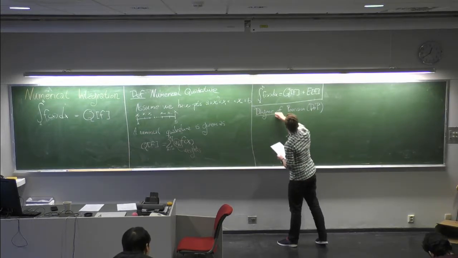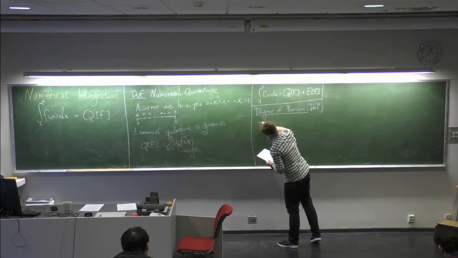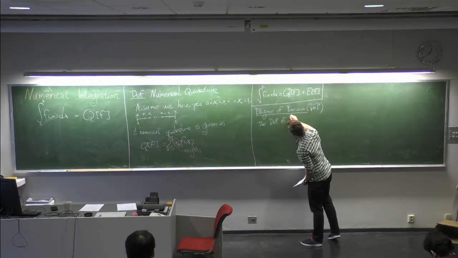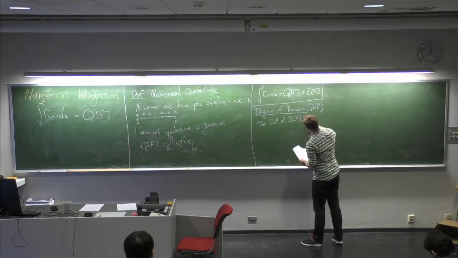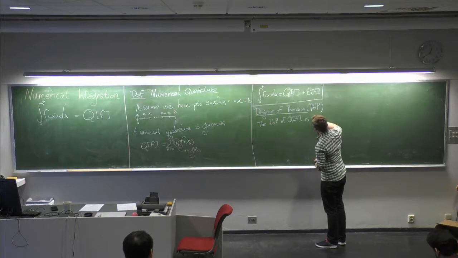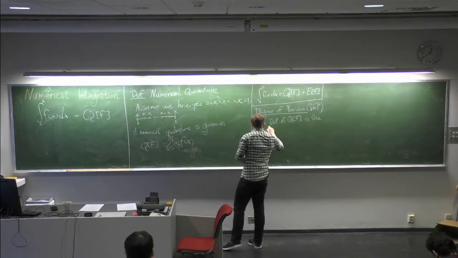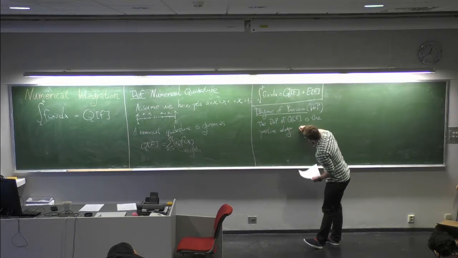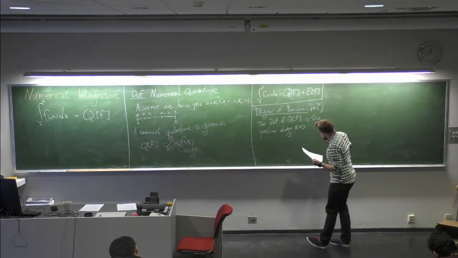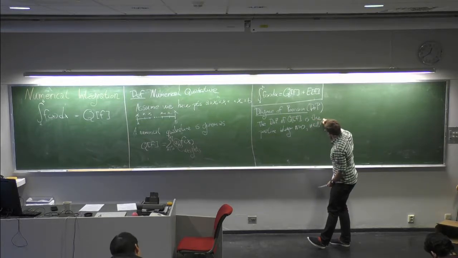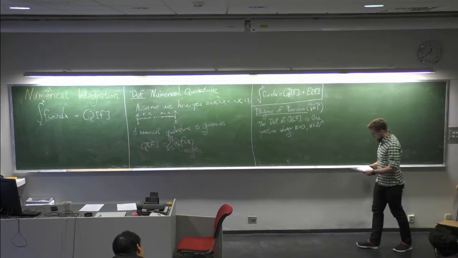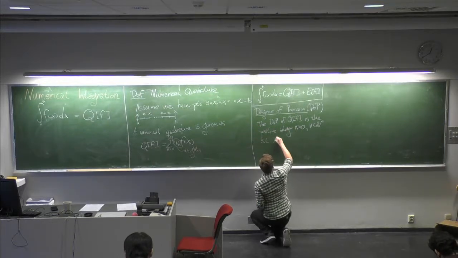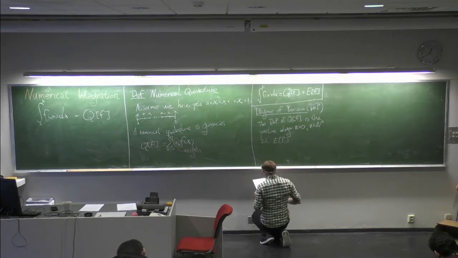So in words, the degree of precision of this quadrature is the largest positive integer n, or n is a member of the positive numbers, such that the error of this polynomial equals 0.